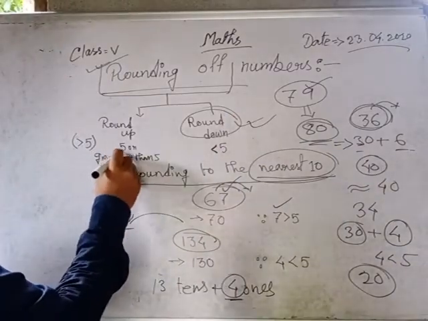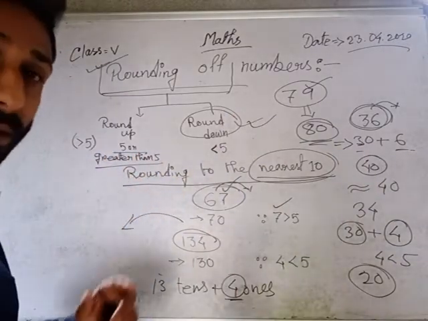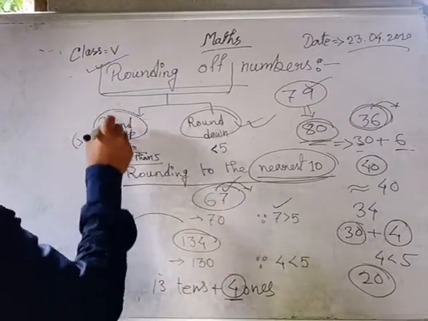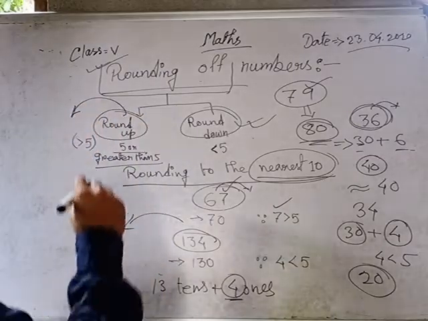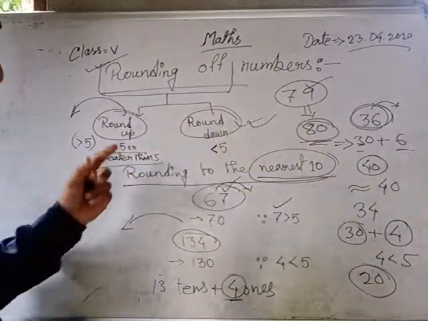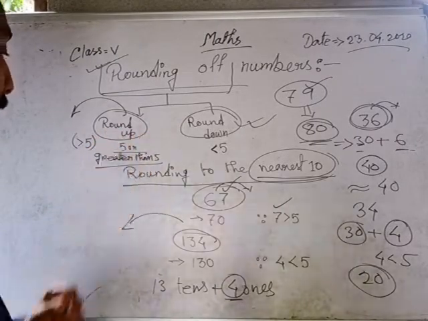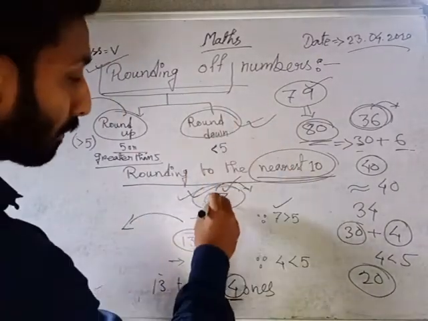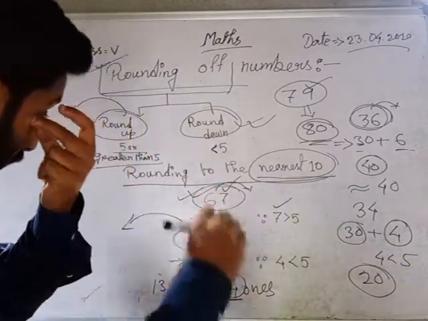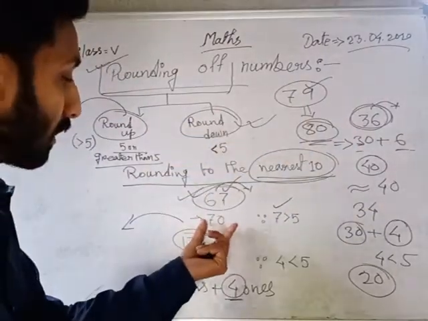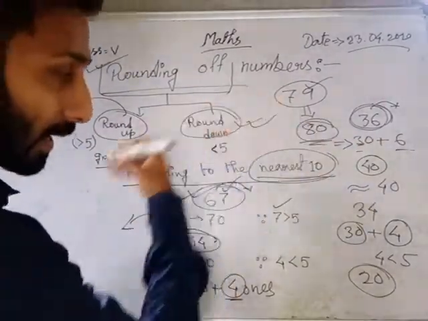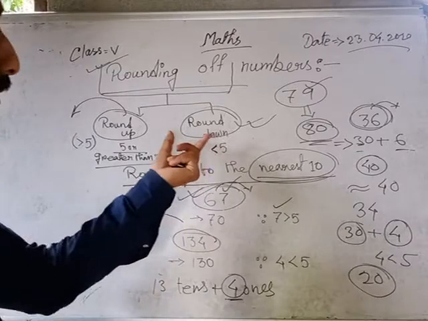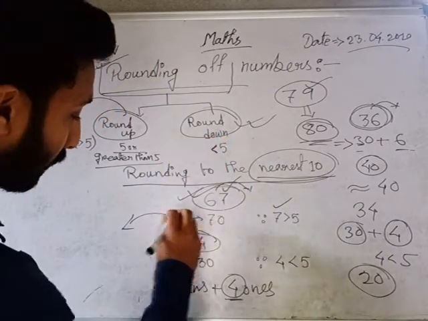If it is 5 or greater than 5, or more than 5, then on that time we should go to the next number. That is called round up. If the number goes to the front, to the next number, that is called round up. If it goes back, or is less than 5, that is called round down. That is the way. Okay.